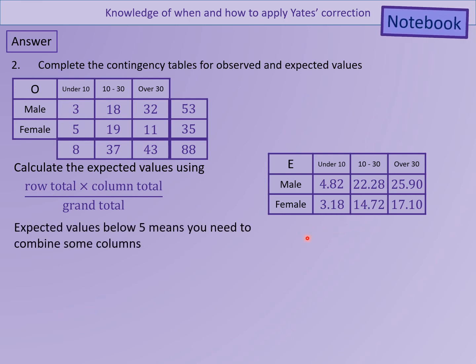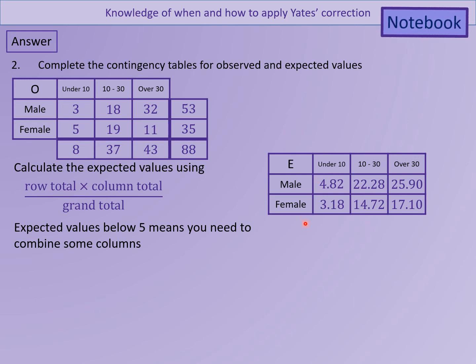What happens next then? We notice that some of these values are below 5. Now the examiner will expect you to notice this yourself. So if you carried on going through the question and didn't notice that, you're going to lose marks. Right? You'll get hit a few times.